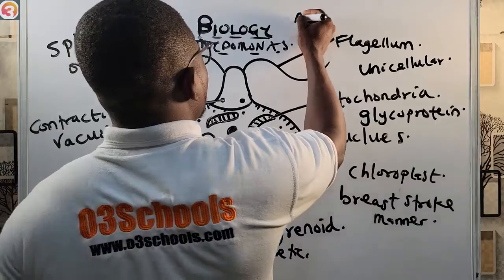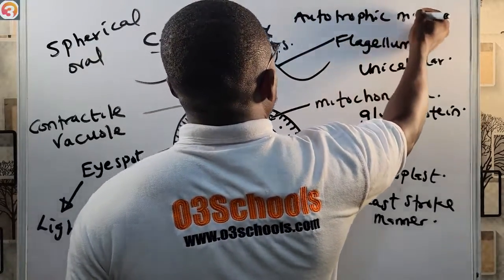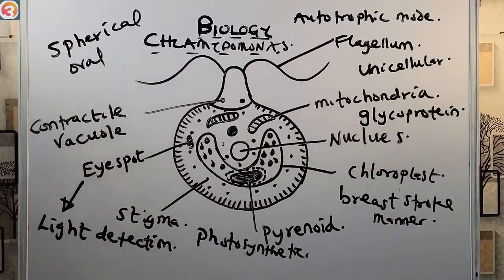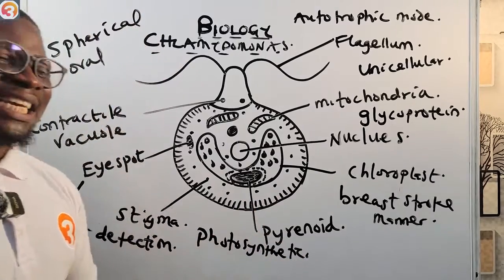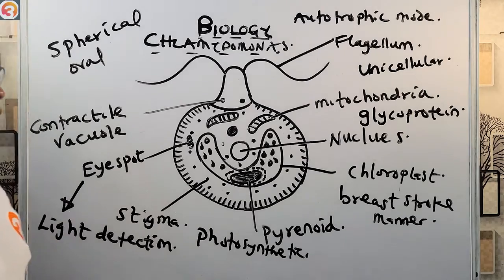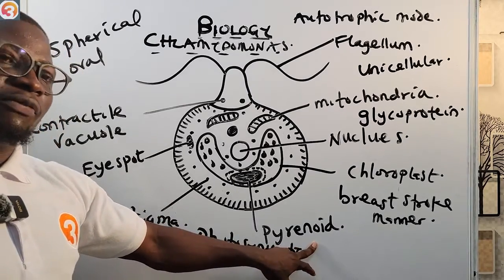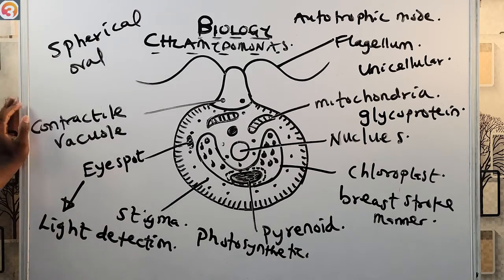It exhibits autotrophic mode of nutrition. By autotrophic mode of nutrition, that means it can manufacture its own food. It has chlorophyll, so because of that, it can manufacture its own food. That means it photosynthesizes. And of course you can see this pyrenoid here, where starch is formed from the photosynthetic products. So that is all you need to know about the Chlamydomonas.